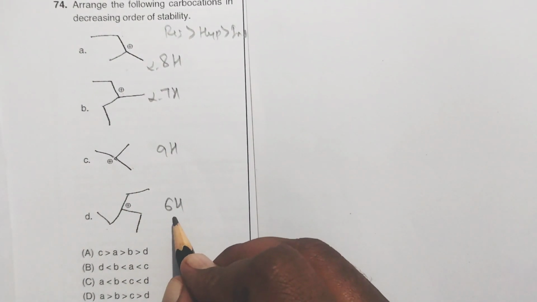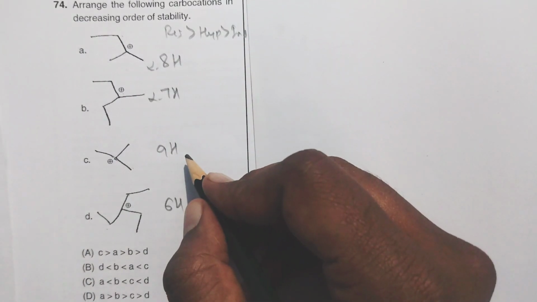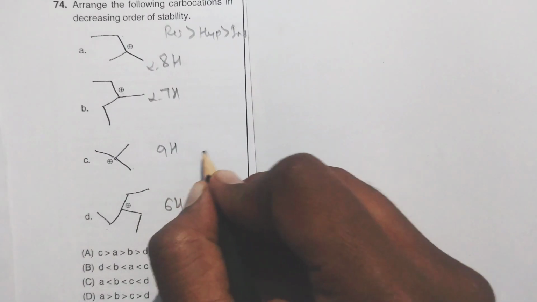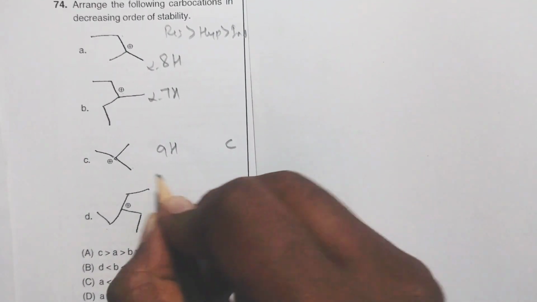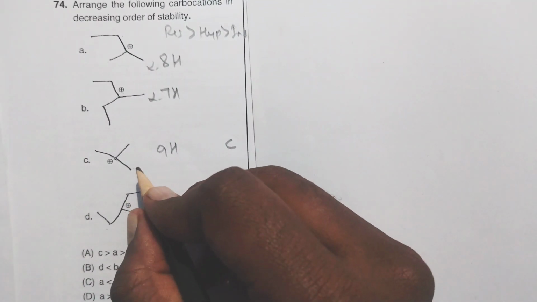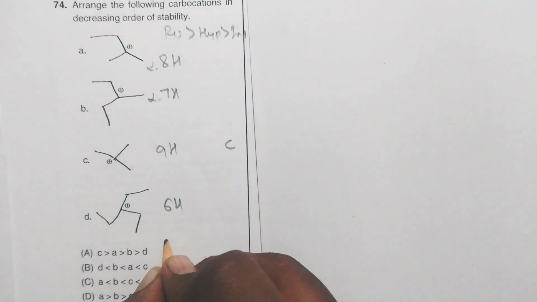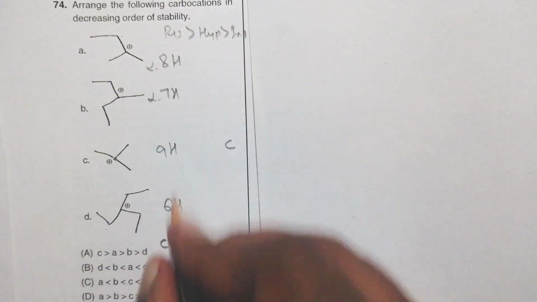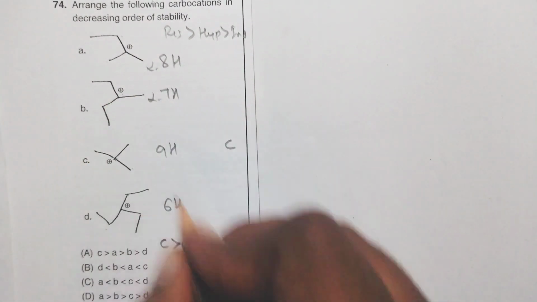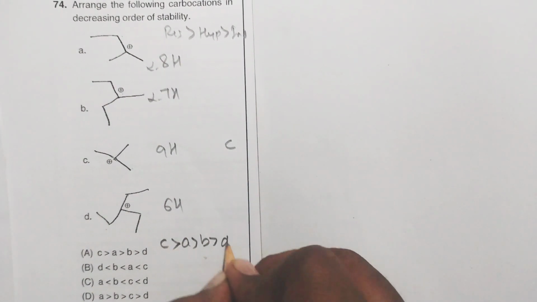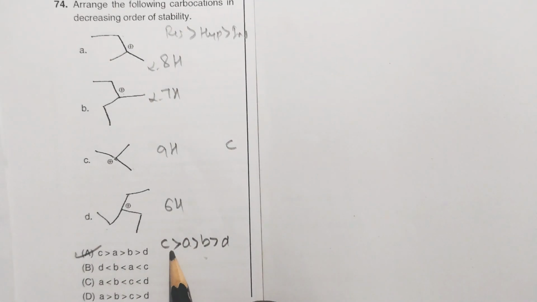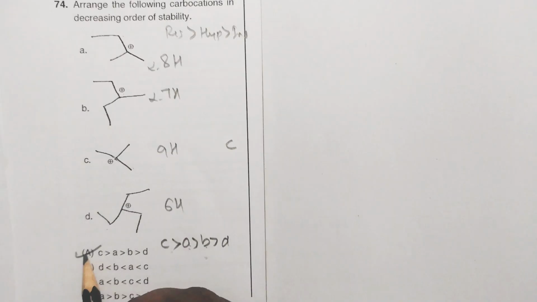Hence 6 hyperconjugation structures will form. Where there is more hyperconjugation structure, that will be more stable. C is having higher hyperconjugation structure, hence it is more stable. Here I'll write C is having higher than A, than B, than D. C, A, B, D. So C is having higher stability than A, than B, than D. Hence A is the correct order of stability.